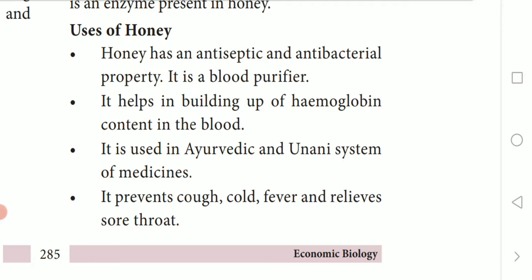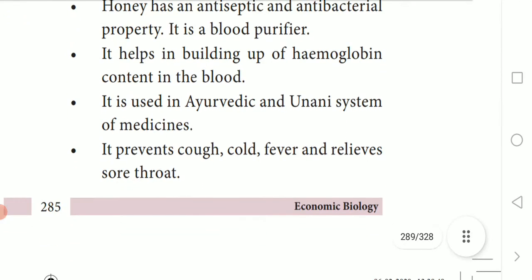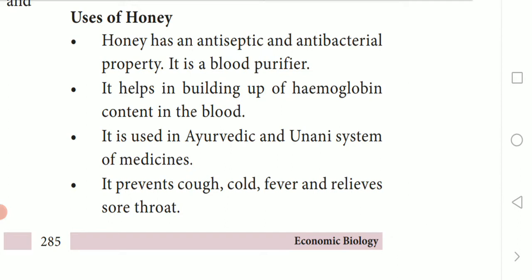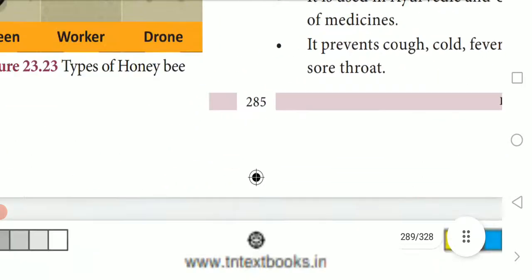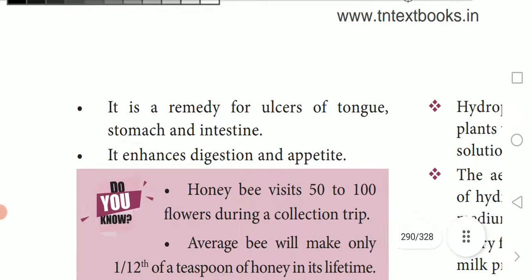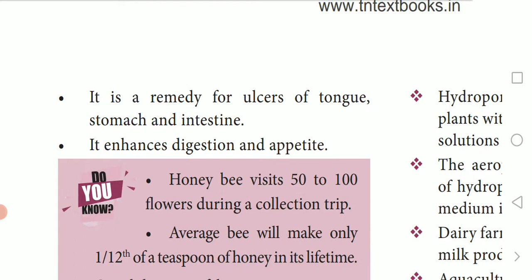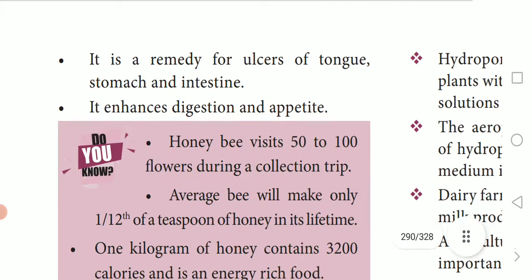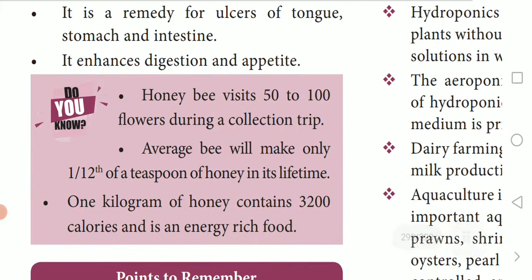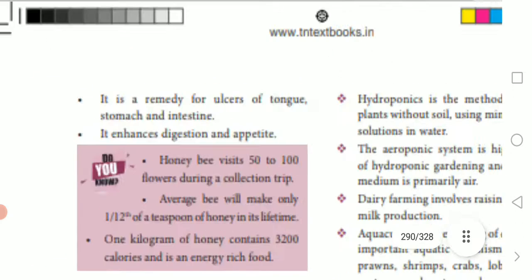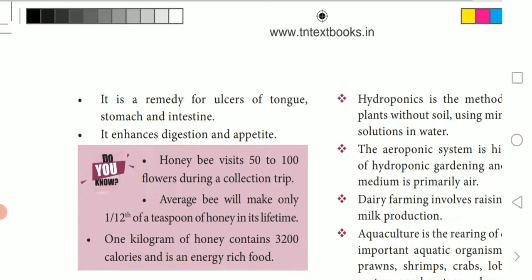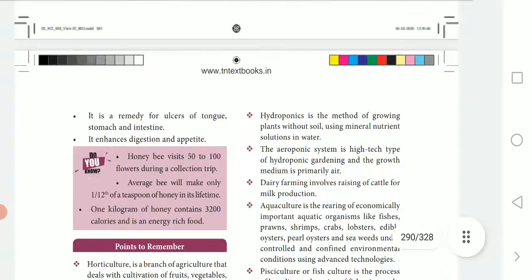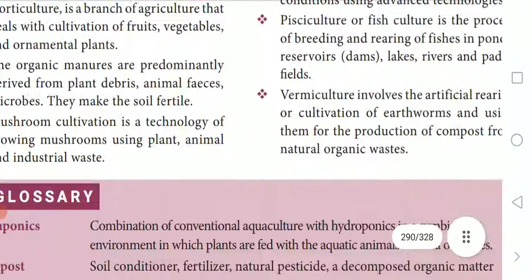Uses of honey. Honey has antiseptic and antibacterial properties. It is a blood purifier. It helps in building up the hemoglobin content in blood. It is used in Ayurveda and Unani systems of medicine. It prevents cough, cold, and fever, and relieves sore throat. It is a remedy for ulcers of the tongue, stomach, and intestine. It enhances digestion and appetite. So these are the uses of honey.